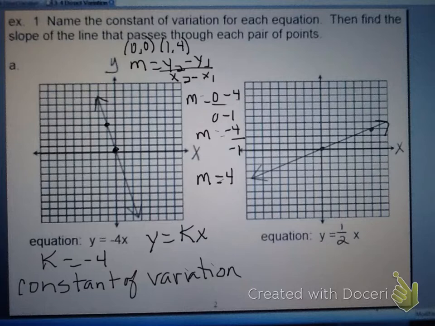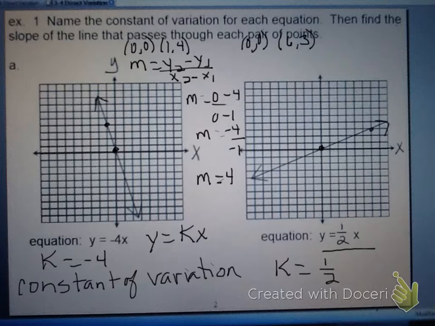In the second graph, the equation is y equals negative 1/2 x. The constant of variation is negative 1/2. If we were going to find the slope, we have 2 points, here and here. Now, we could plot the 2 points, label the 2 points 0, 0, and 6, 3, and find the slope using the slope formula. Or we could count it as rise over run.